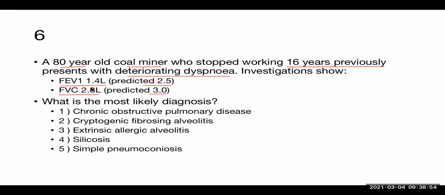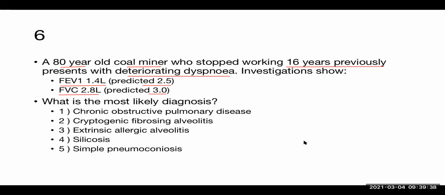Now see this, both are decreased here, but FEV1 is much more decreased than FVC. If I take the ratio, it is exactly 50%, just 50%, the ratio of FEV1 to FVC. It is very important to solve this question. What is the most likely diagnosis? Let's look at the options here. Chronic obstructive pulmonary disease or COPD, cryptogenic fibrosing alveolitis. Cryptogenic means idiopathic. Extrinsic allergic alveolitis, because of allergy, there is a problem in the alveoli. Silicosis and simple pneumoconiosis. Yes, anyone?